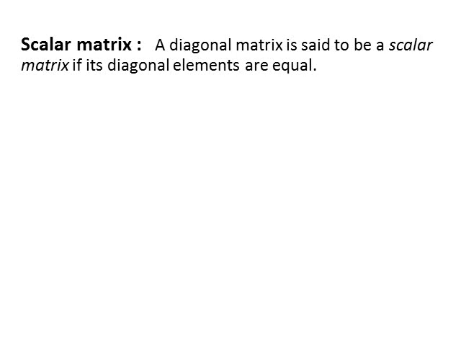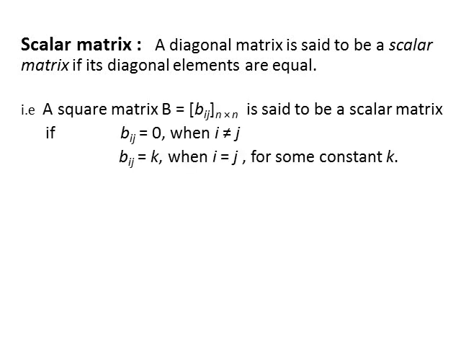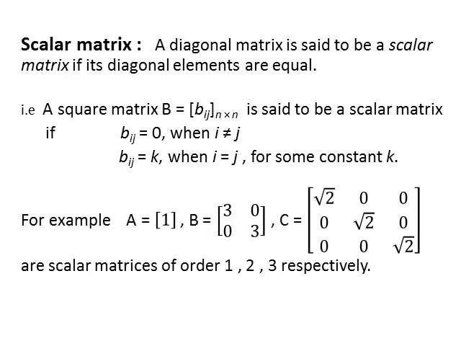Next is scalar matrix. A diagonal matrix is said to be a scalar matrix if its diagonal elements are equal. Or we can say scalar matrix is a square matrix in which all the diagonal elements are equal to some constant k and non-diagonal elements are 0. These are examples of scalar matrices of order 1, 2 and 3 respectively. Students, you can observe that in matrix A, B and C, diagonal elements are equal and non-diagonal elements are 0.